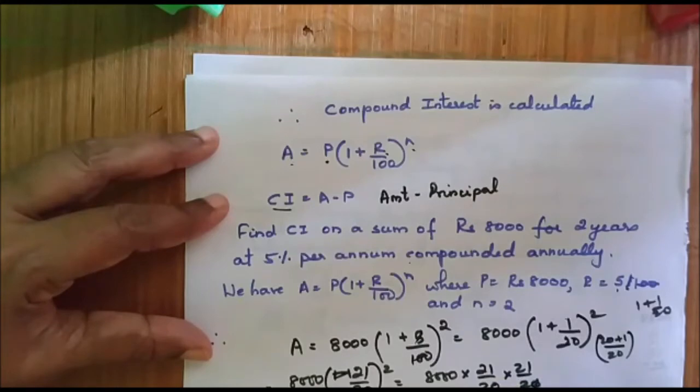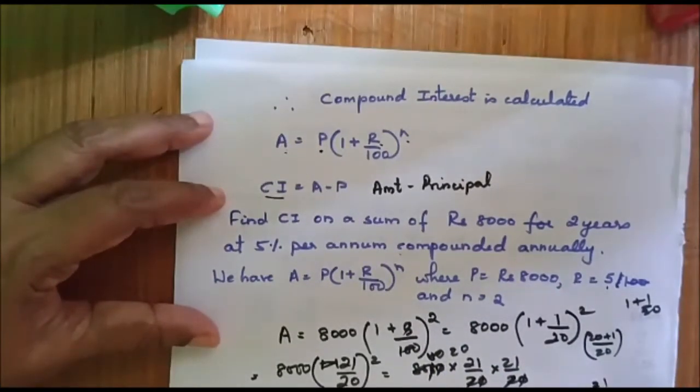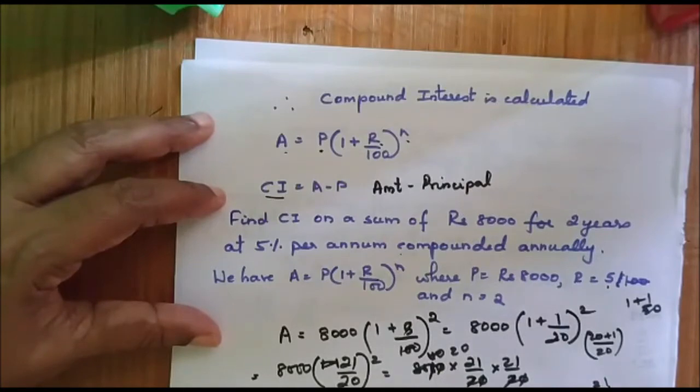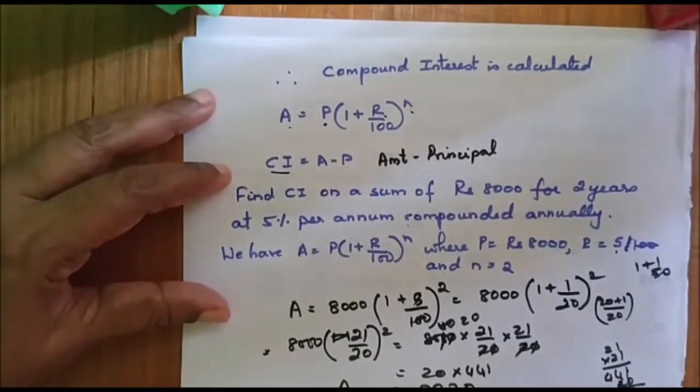Both the zeros will get cut. 2 will go in this 40, 2 will go in this 20. Now we have to find what is 21 into 21, that is 441. So what is it? 20 into 441, which is nothing but, we will multiply this by 20. I have 2, 8, 8 and 0. So 8,820 is the amount. So what is the compound interest?